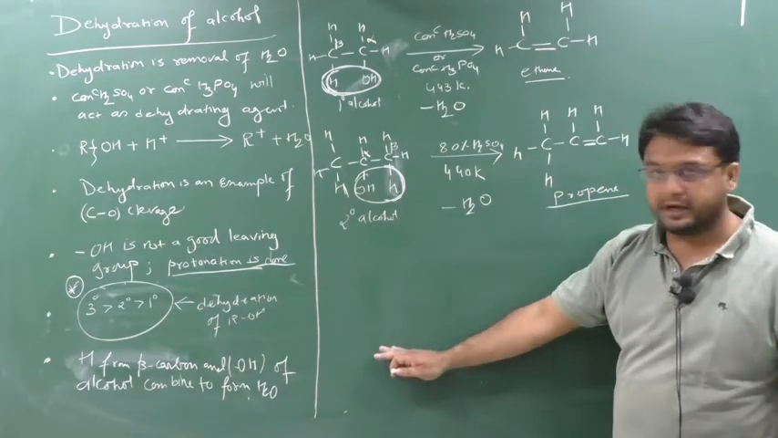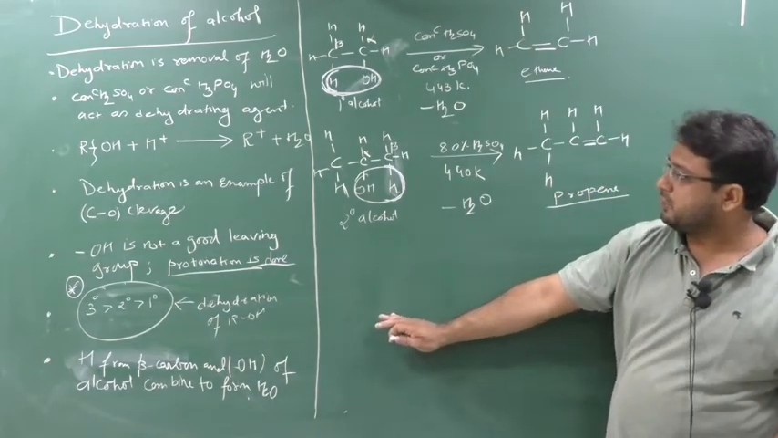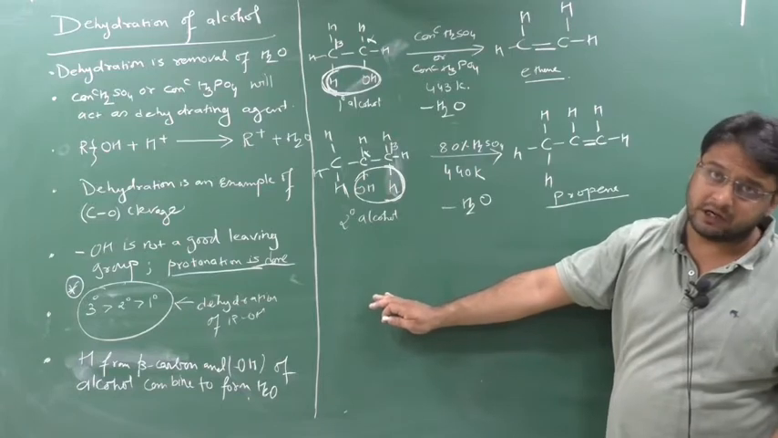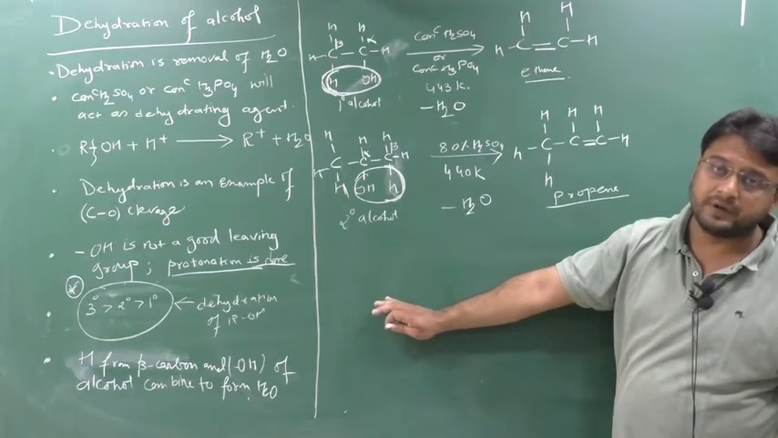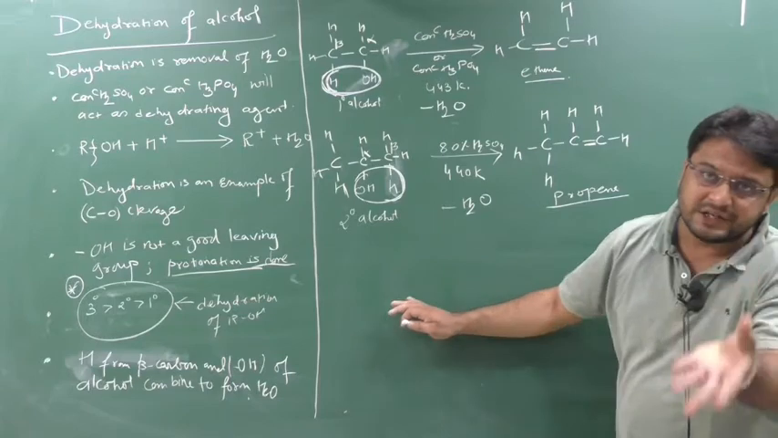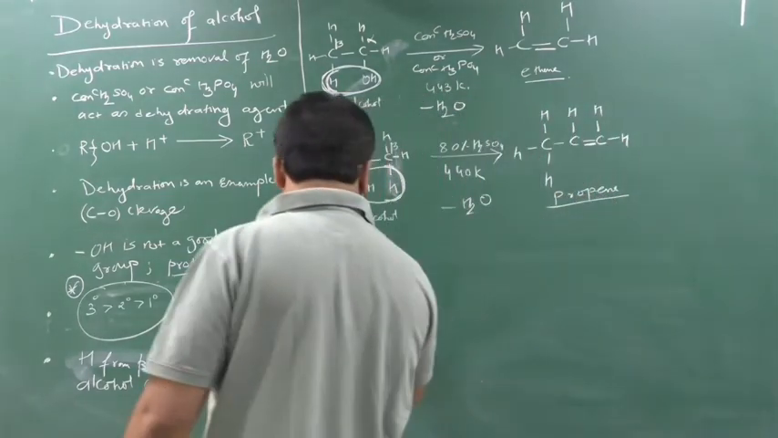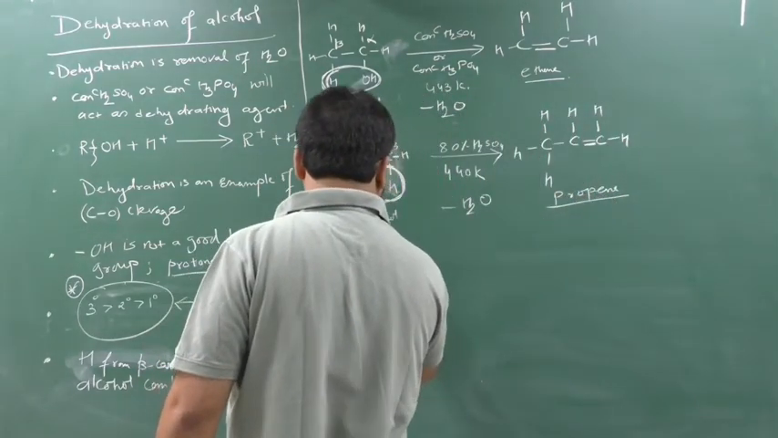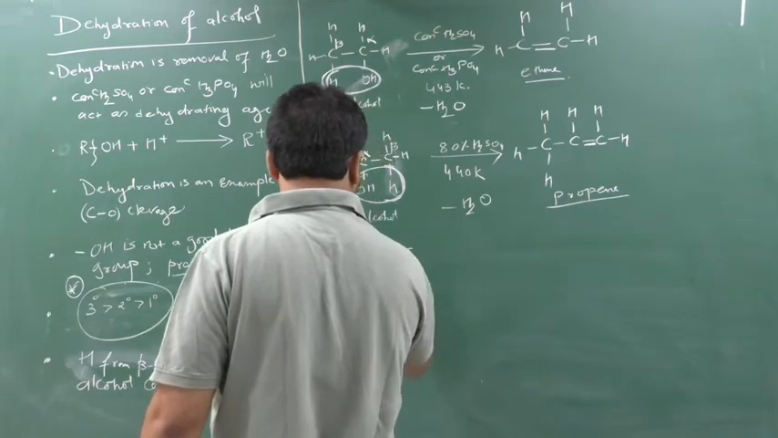Now I will come to the 3 degree alcohol. In 3 degree alcohol, we are forming 3 degree carbocation, and 3 degree carbocation is more stable, so it will be formed easily. When it is formed easily, you have to supply very mild conditions. What is the condition? See, check it out here. See, OH containing carbon is attached to another 3 carbon.